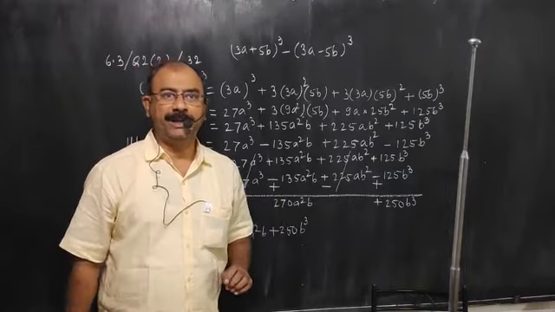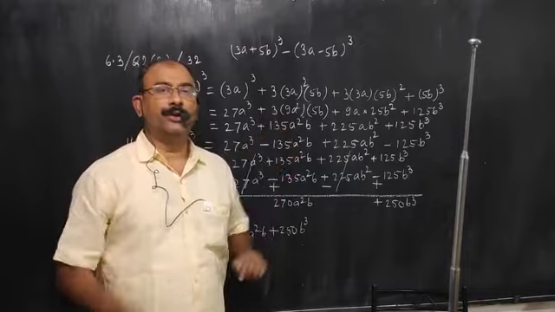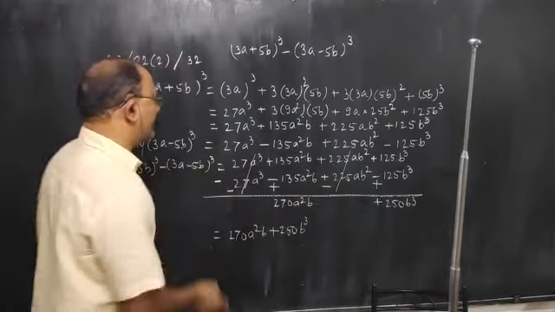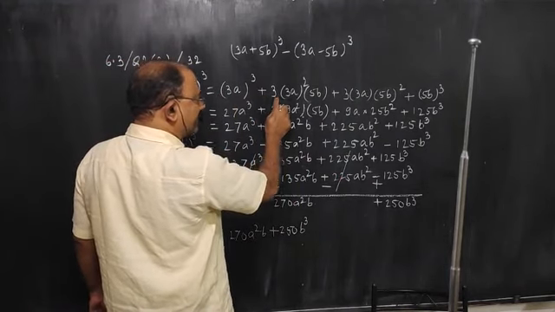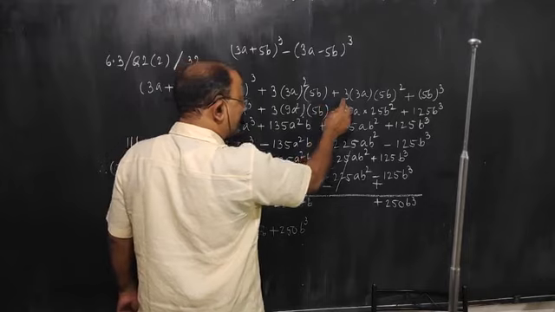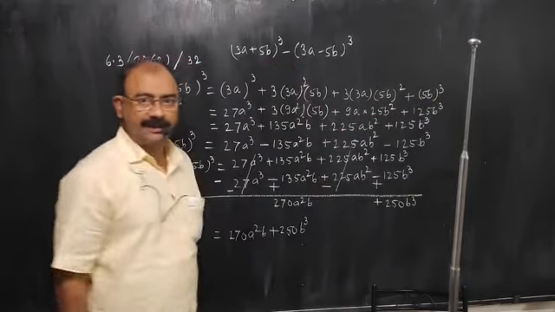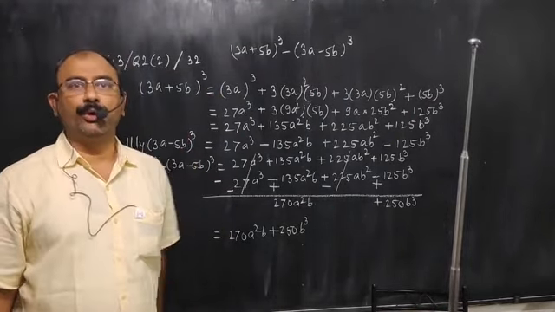As I have always been telling you, when you expand a binomial cube, you should put blank brackets first and then put the values. So a cube plus 3a square b plus 3ab square plus b cube. That is the expansion when there is a plus sign between the two monomials.